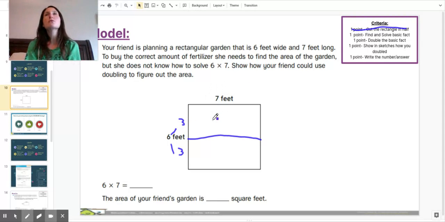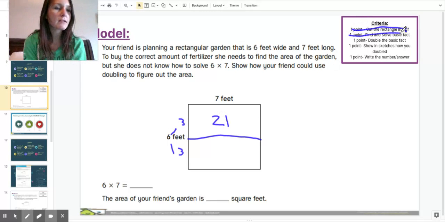Well, I know 2 times 7, that is 14. So now I can add another group of 7. So 14, 15, 16, 17, 18, 19, 20, 21. All right, so I think this one is 21. And if I need to draw that out, I could, but I used that 2 times 7 to help me figure out 3 times 7. So I found the basic fact.